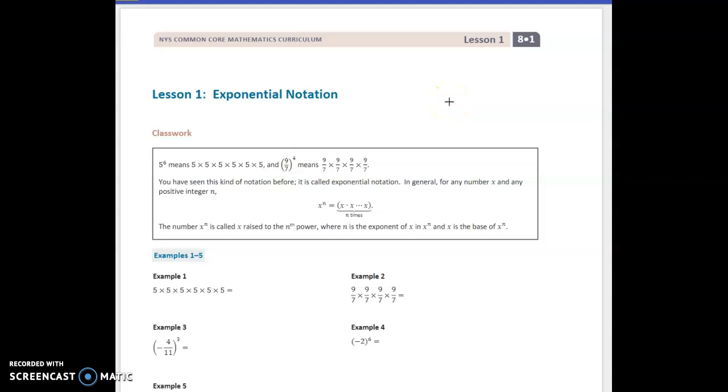Lesson 1 is on exponential notation. So we're going to start out with a little bit of review. If you look right here, that 5 to the 6th power, remember what that means is repeated multiplication.